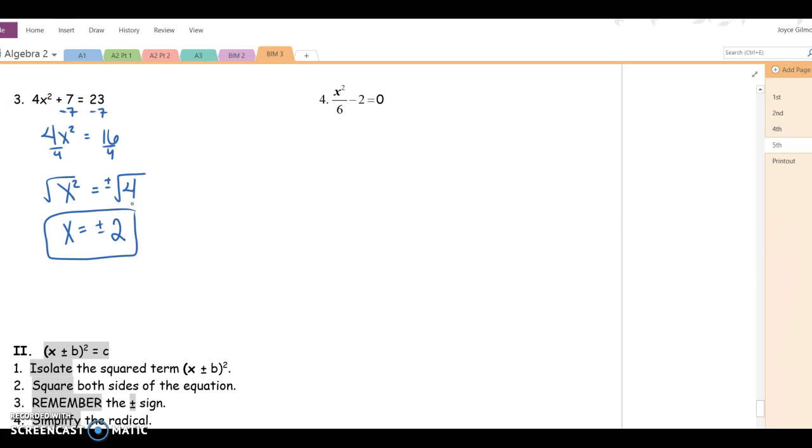In this particular case, you end up with x squared equals 4. When you take the square root of both sides, you get x equals positive or negative 2. In number 4, the first thing that you need to do is deal with this minus 2. You can undo minus 2 by adding 2 on both sides. How do you undo divided by 6?